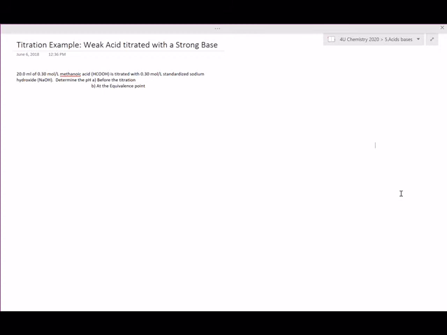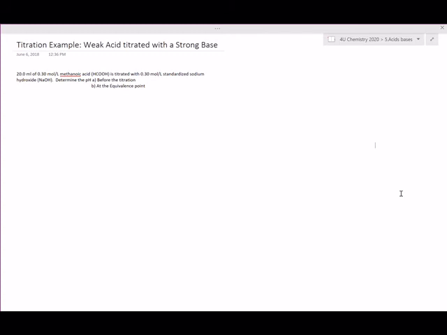Okay, so it's a fairly lengthy question with 2 parts. Part A is going to review the stuff we did 3 lessons ago, and then part B is new. All right, so we have 20 mL of 0.3 mole per liter methanoic acid, that's a weak acid because it's a carboxylic acid, being titrated with 0.3 mole per liter sodium hydroxide, which is a strong base.